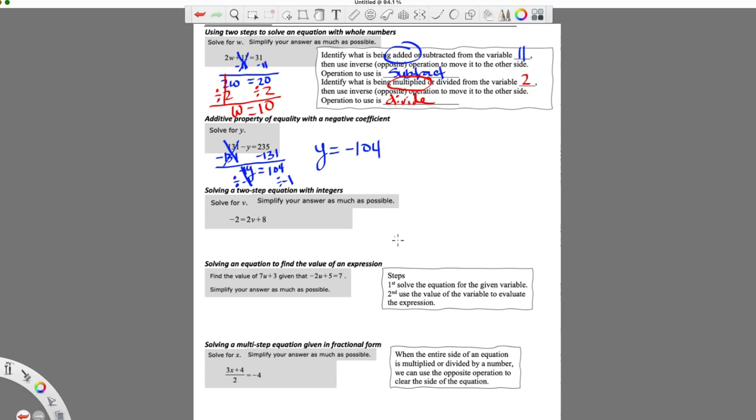All right, so now we're going to do the same thing. We're going to ask those same questions. So the first question is what's being added or subtracted on the same side as the variable. So here's my variable, and 8 is being added. So I'm going to do the opposite. I subtract 8 from both sides, and I get negative 2 minus 8, and I'm going to bring out my algebra tiles real quick.